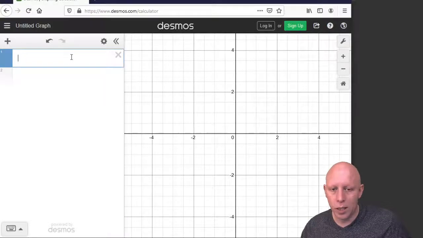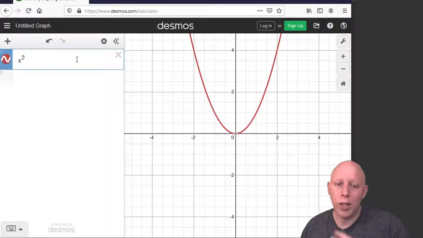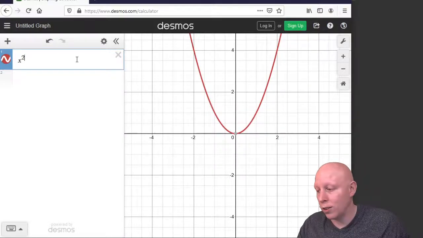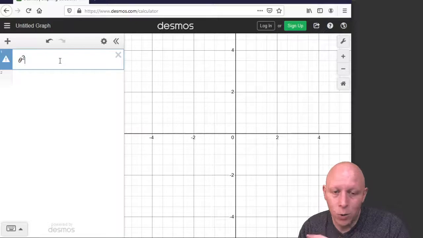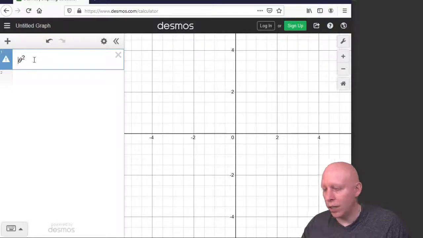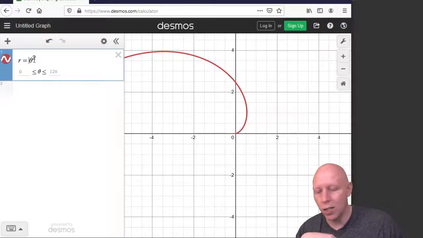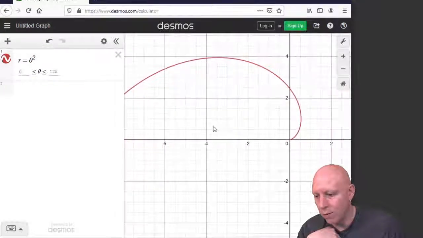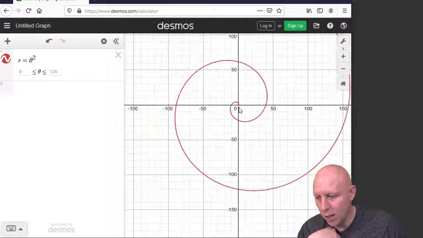Normally, if you were to put something like x squared in here, it would know that you wanted to plot y as a function of x squared. If we put theta squared in here, it doesn't know that we want to do a polar plot of r is equal to theta squared. So instead, you have to actually put in r is equal to theta squared, and then it will plot your function for all the theta that you asked it to plot.